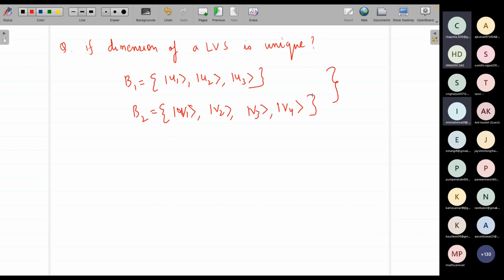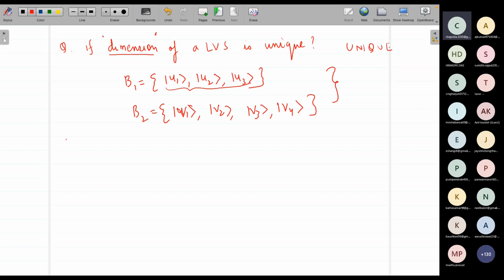No, sir. So the dimension of the linear vector space is something which will always remain unique, since we are talking about the maximum number of linearly independent vectors. If you add more than 3 vectors in any 3-dimensional space, then that vector set is always going to be linearly dependent. For example, in a 3-dimensional vector space, if I add the fourth one, it cannot remain linearly independent. So the dimension is always unique.